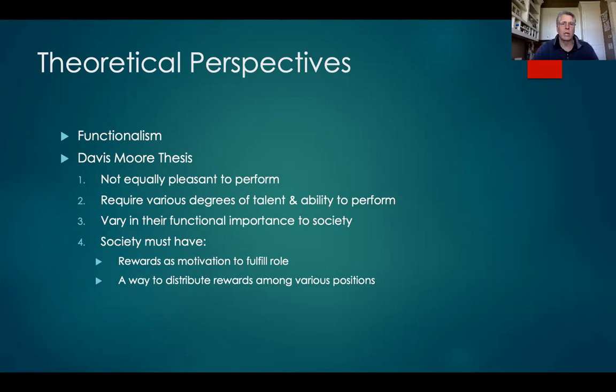And then the last one is a way to distribute rewards among various positions. So again, if you look at those top three, it's a way to distribute rewards based on what we think is pleasant to perform, our ability, talent and skills and education, and how important we think it is. It's a way to distribute this power structure. Okay, so that's functionalism, the Davis-Moore thesis.